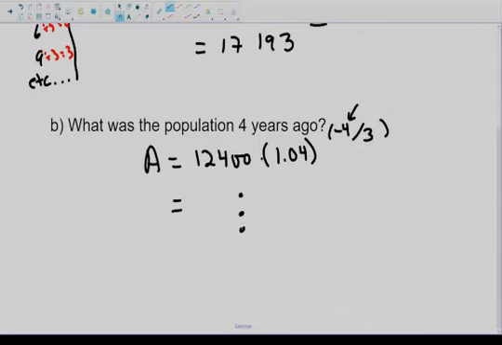Question, should your number be smaller than or bigger than 12,400? That's right. It should be smaller. Somebody's already got the answer, 11,768. Okay, we're going to trust you on that one. Everybody can double check, okay? All right, moving on.